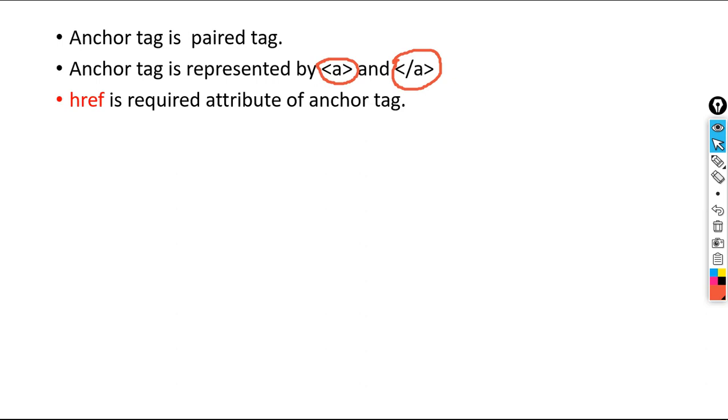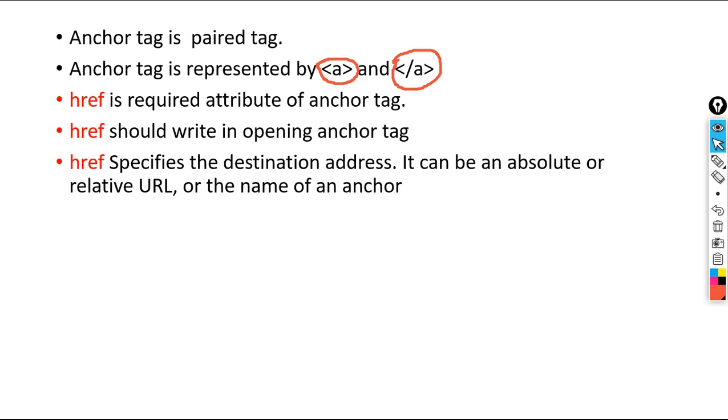href is a required attribute of the anchor tag. What is href? That I will discuss practically, and there you will understand this attribute very well. href should be written in the opening anchor tag. Now, href specifies the destination address. It can be an absolute or relative URL, or the name of an anchor.